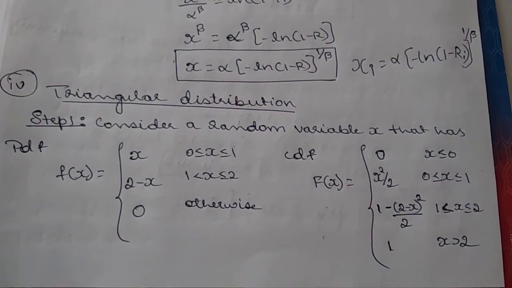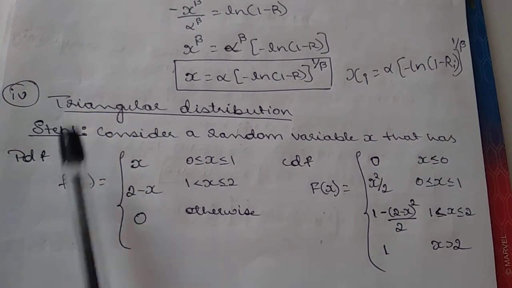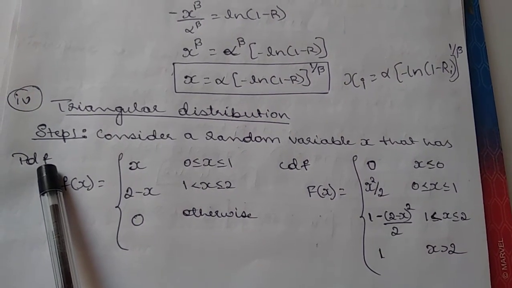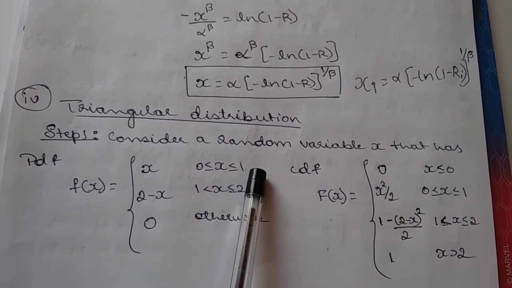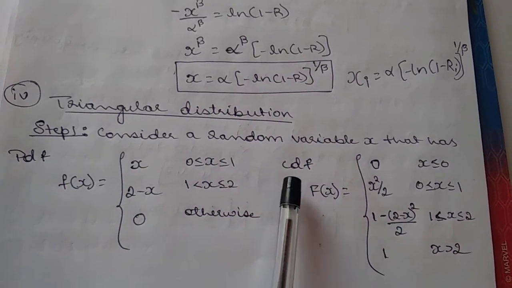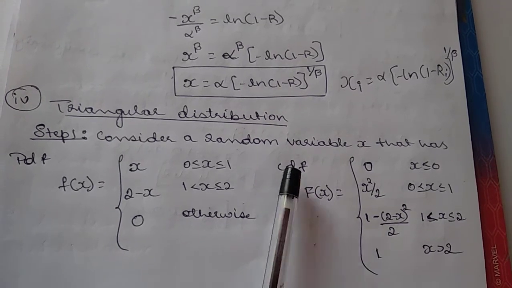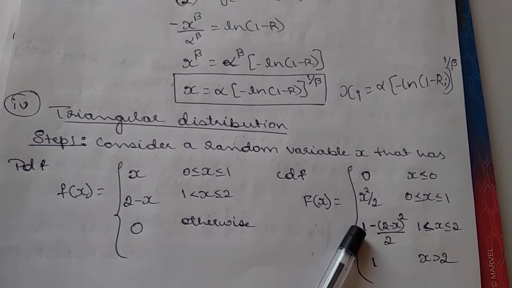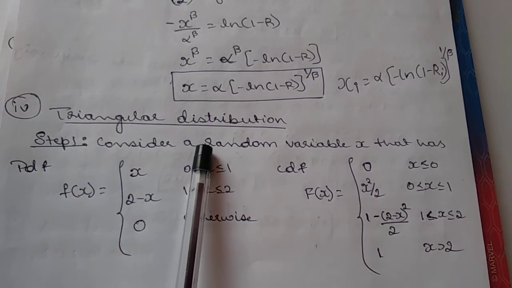Okay, see here, this triangular distribution we have in the same way. We have a PDF, that is probability density function: x, if 0 less than or equal to x less than or equal to 1, then 2 minus x, then 0 otherwise. This is the CDF, that is the cumulative distribution function, which is given. This is the main thing we have to remember, and we have to take this in order to solve the formula for triangular distribution. It is very, very important.